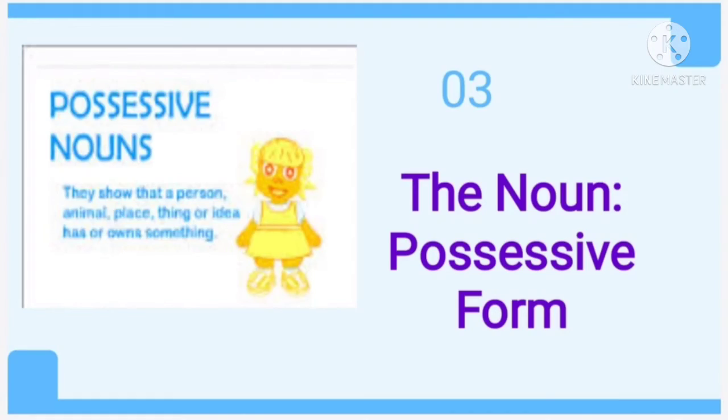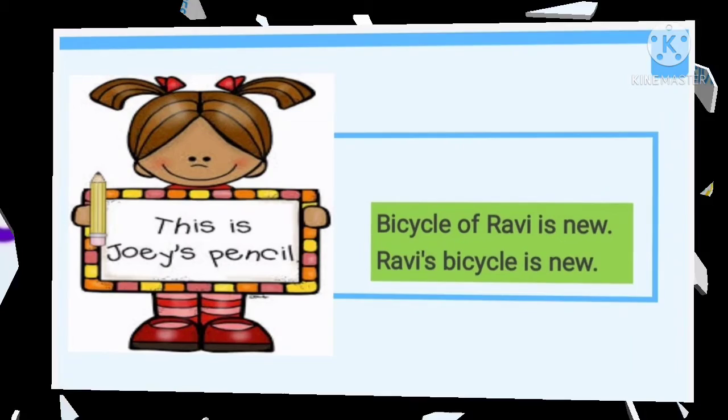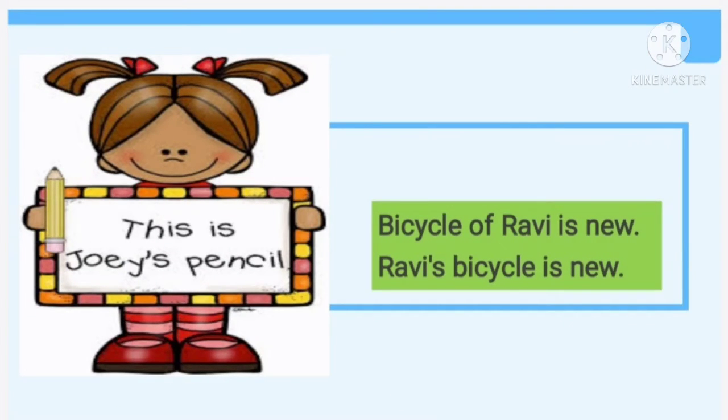Let us see some examples here on the screen. Like, bicycle of Ravi is new. So here, bicycle belongs to Ravi. Who is the owner? Ravi. So bicycle belongs to Ravi. So we can write like Ravi's bicycle is new. We form the possessive case of a singular noun by adding apostrophe s to the noun, like Ravi apostrophe s, Ravi's.